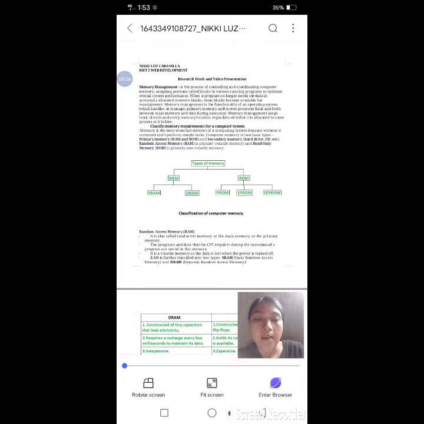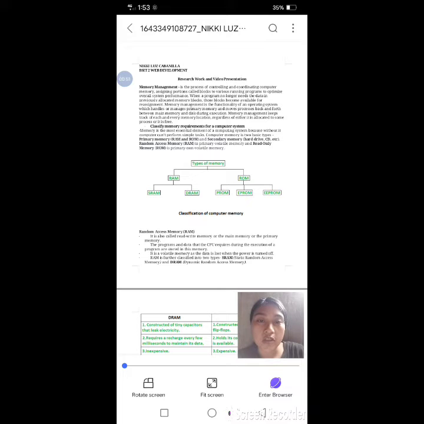Memory management is the process of controlling and coordinating computer memory, assigning portions called blocks to various running programs to optimize overall system performance. When a program no longer needs the data in previously allocated memory blocks, those blocks become available for reassignment.